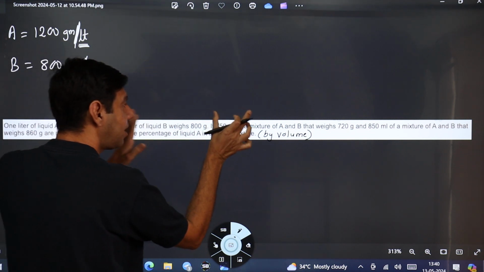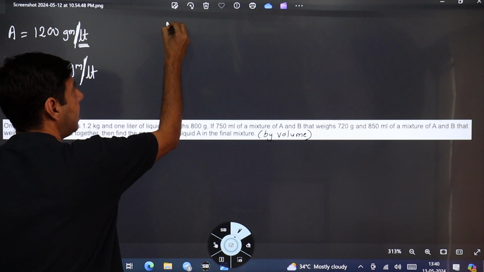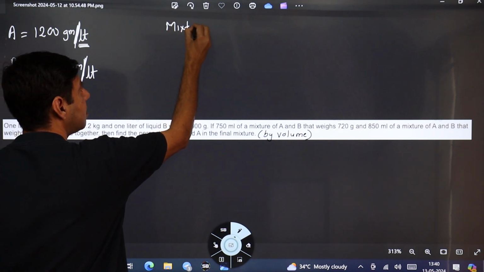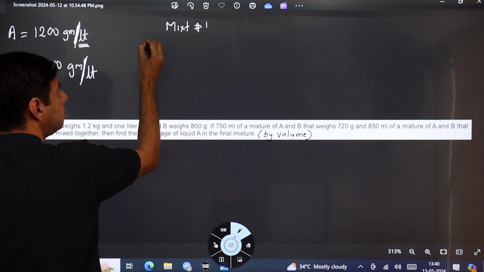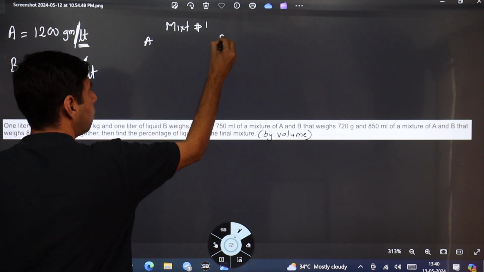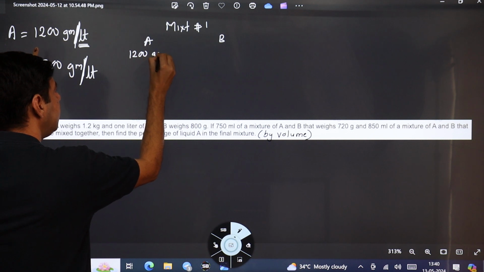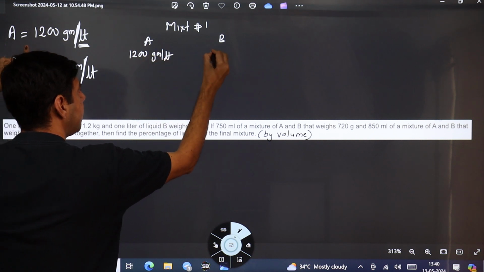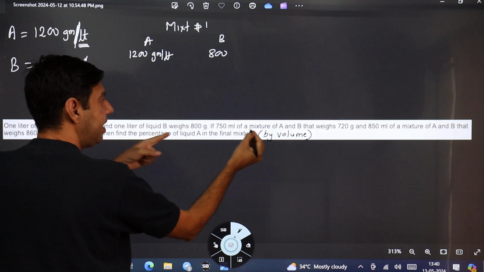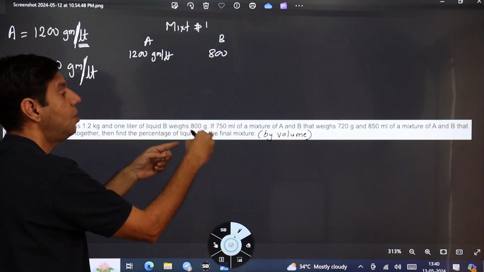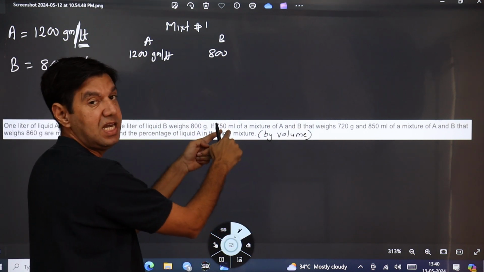So we are going to treat mixture 1 separately. There is a mixture 1, let's call it, which is mixed with A and B. The characteristic I have understood is 1200 grams per liter, and the same thing here is 800. So if in the mixture also I want a similar measure, how many grams per liter?